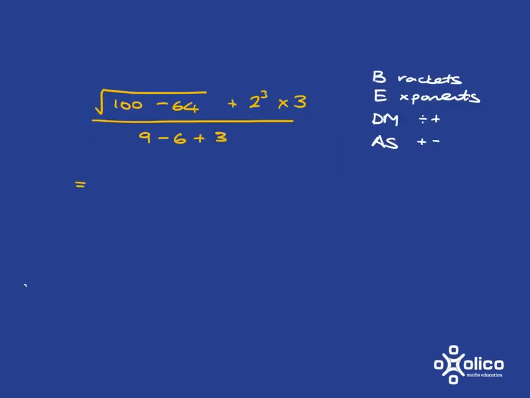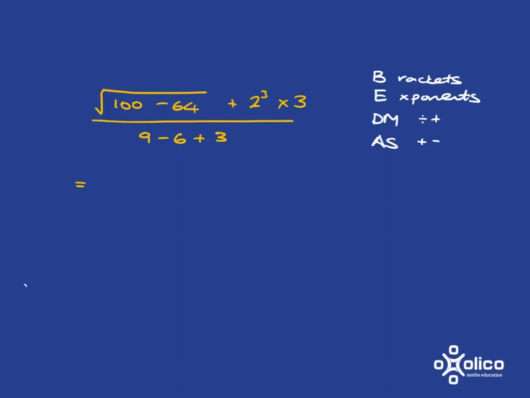Let's have a quick look at order of operations. We're going to use the acronym BEDMAS to help us remember the order in which to do things. We're going to deal with brackets, anything in brackets, first. Then we'll have a look at exponents, and after that division and multiplication together, and after that addition and subtraction together.